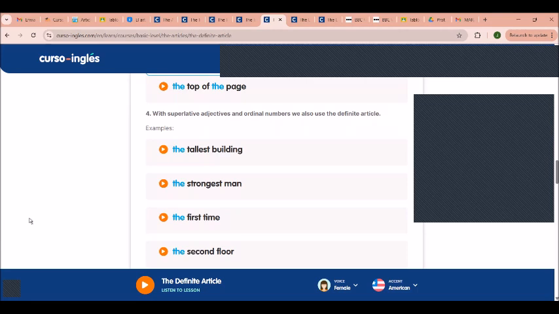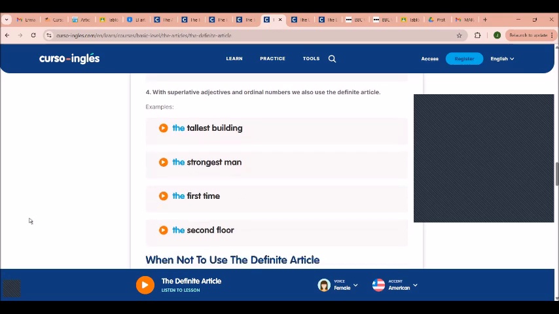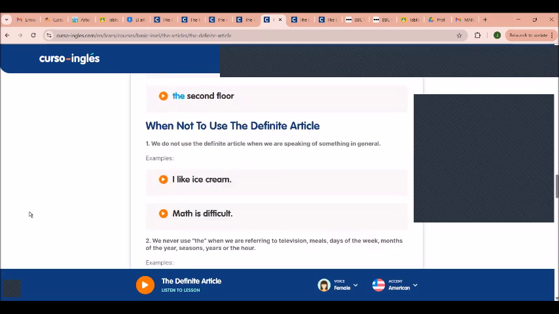Number four, with superlative adjectives and ordinal numbers, we also use the definite article. Examples: the tallest building, the strongest man, the first time, the second floor. Good. All right. Now, being specific will help us to use the definite article, whether it's in singular or plural forms. If it is something in general, don't use the definite article.